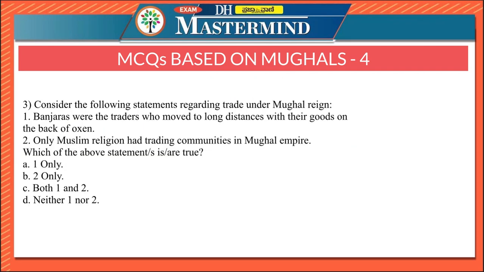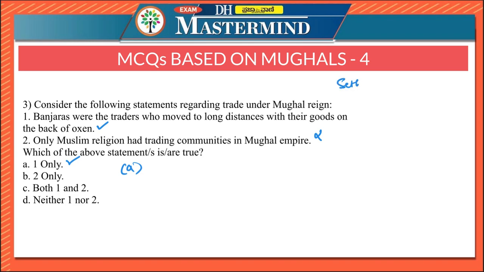Third question says, consider the following statements regarding trade under Mughal reign. One, Banjaras were the traders who moved to long distances with their goods on the back of oxen. Two, only Muslim religion had trading communities in Mughal Empire. Here, statement 1 is correct, statement 2 is false, therefore the right option is option A, 1 only. The Indian trading classes were large in numbers and spread throughout the country in the Mughal Empire. They were well organized and also highly professional.